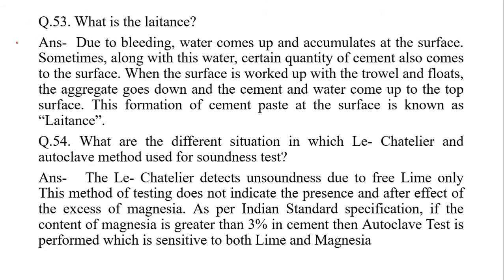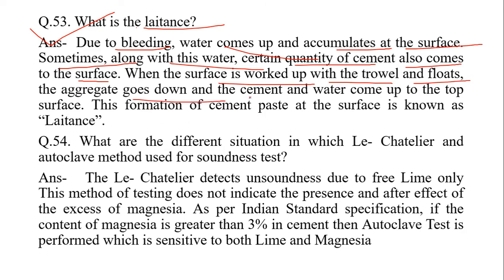Next question, question number 53. What is laitance? Laitance is due to bleeding. Water comes up and accumulates at the surface. Sometimes along with this water, a certain quantity of cement also comes to the surface. When the surface is worked with the trowel and floats, the aggregate goes down and cement and water come up to the top surface. This formation of cement paste at the surface is known as laitance.